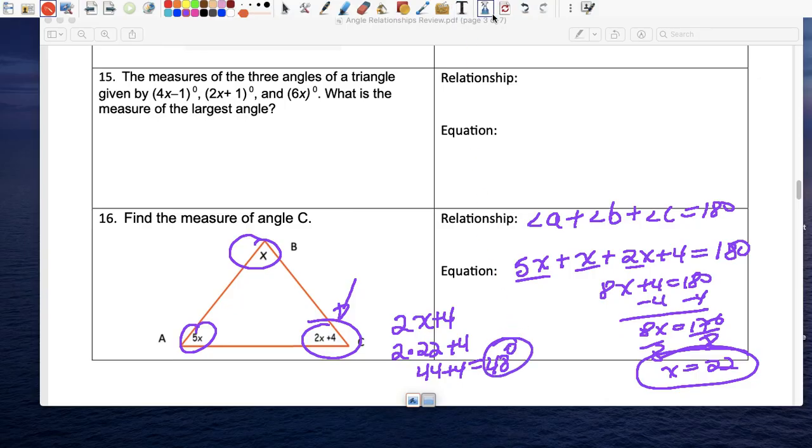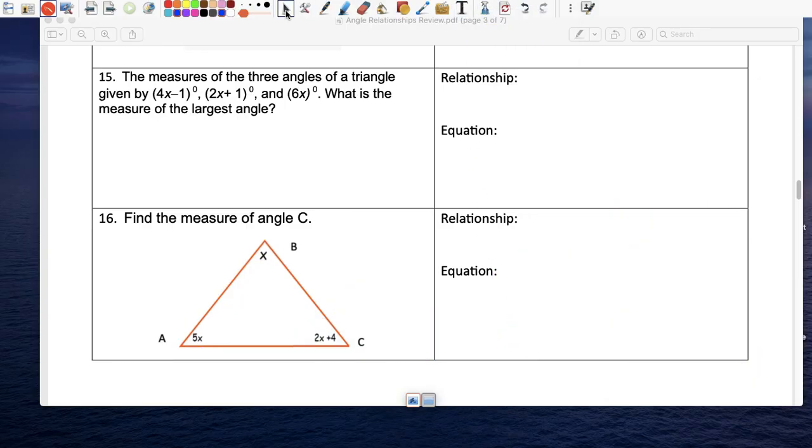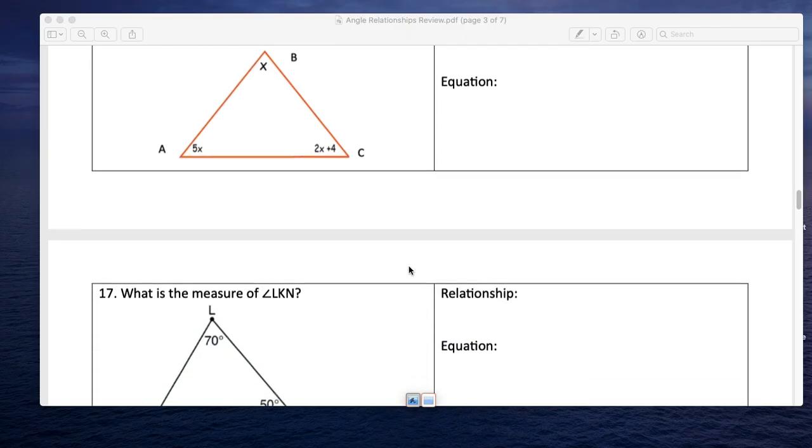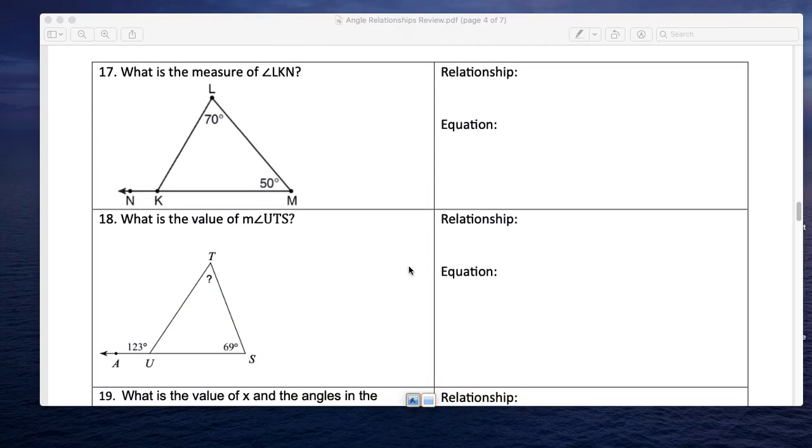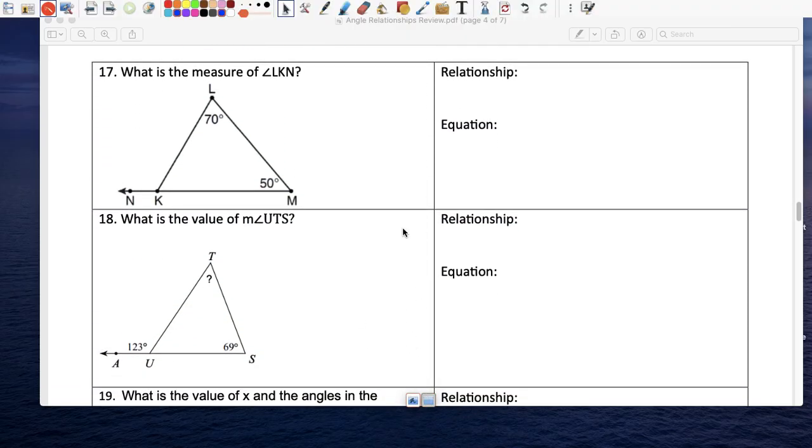Do I care about the other angles? No. Not that I don't care about the angles, but they're not asking about the other angles. What's the measure of angle LKN, which is, where's L? Here's L. Here's K, and here's N. So they're asking me for this angle, right?